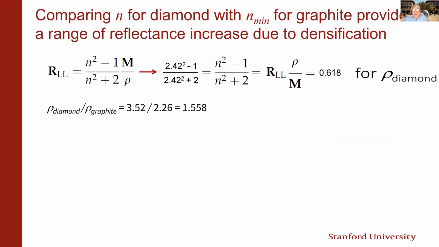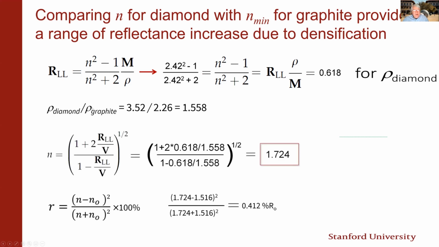So now we can go back to the concept of a few slides ago of comparing in for diamond with the minimum for graphite. And that tells you a little bit more about what you get in terms of increase of refractive index due to densification. So here are the equations which are shown there, and we can plug in the refractive index, and we can solve for this term here, the R0 rho over M 0.6, and now this ratio here gives you the ratio of diamond to graphite.